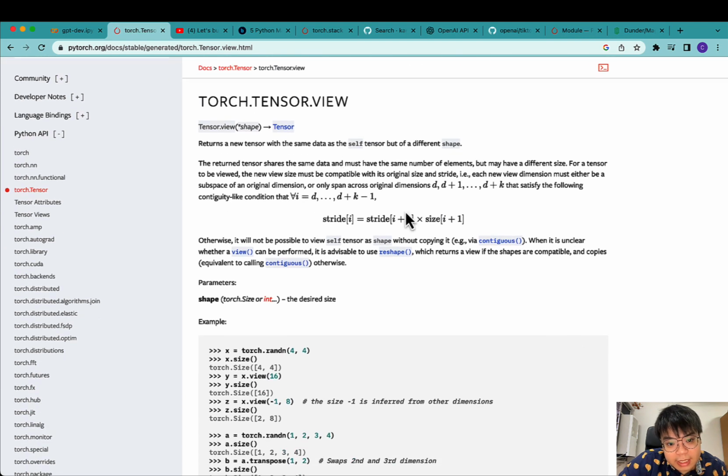Okay, returns a new tensor with the same data as self but of a different shape. So it shares the same data, must have the same number of elements, but may have a different size. For a tensor to be viewed, the new view size must be compatible. So okay, or rather the number of elements in the tensor before and after reshaping must be the same.